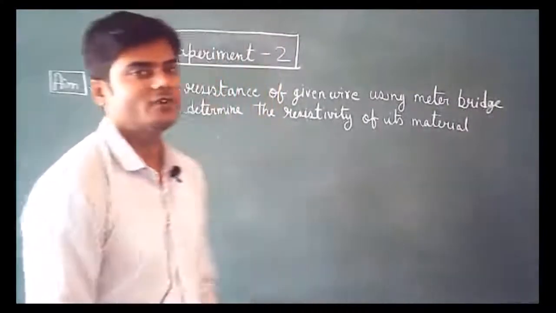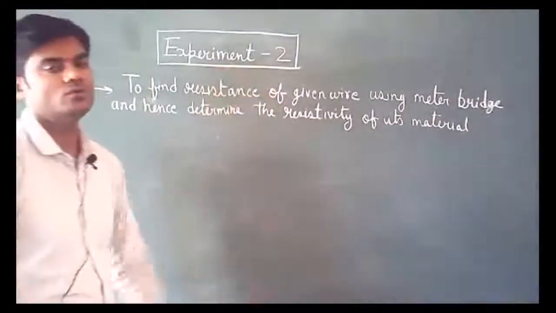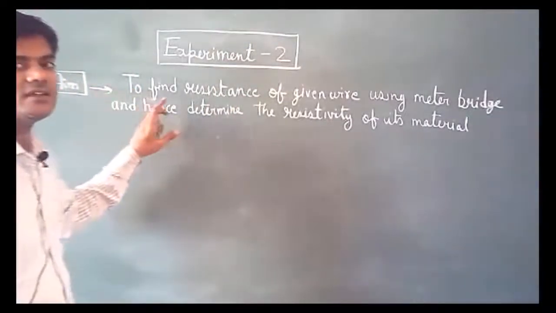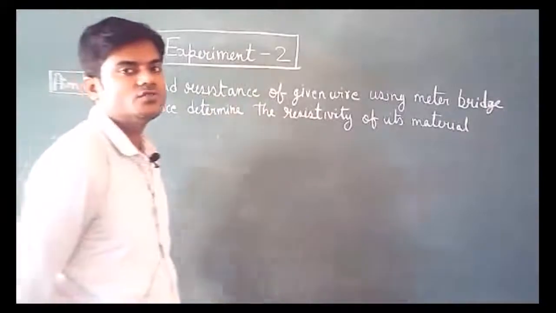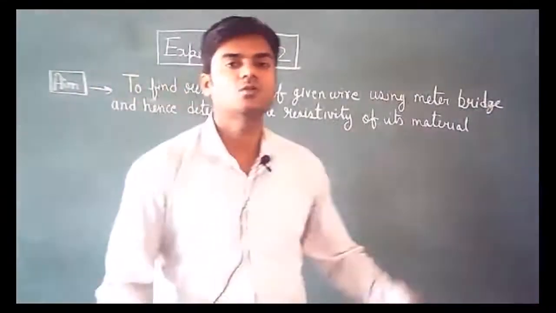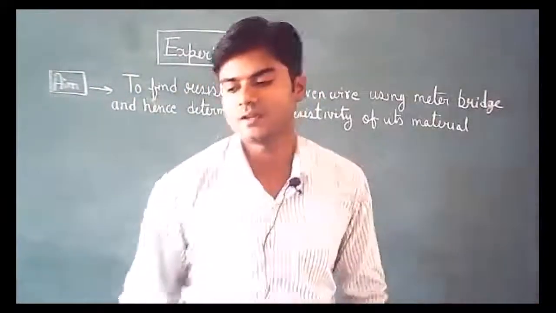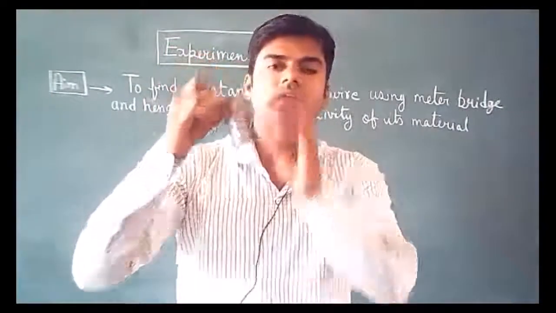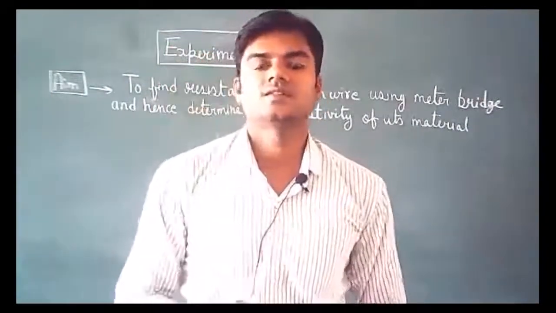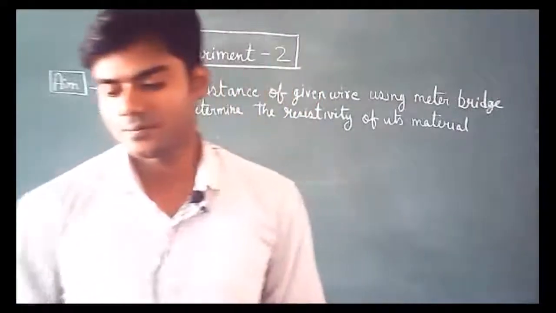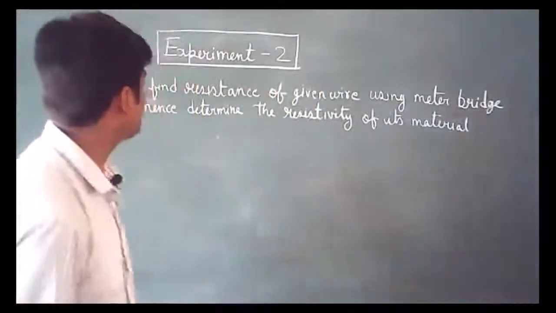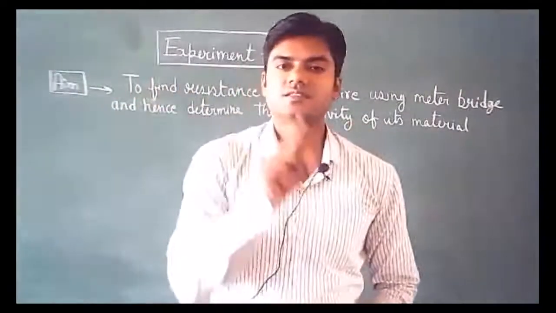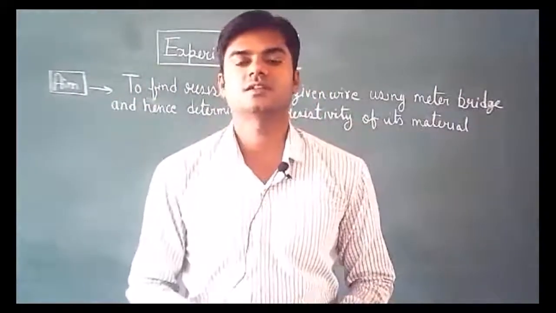In today's class we are going to perform experiment number 2, whose aim was to find the resistance of a given wire using a meter bridge. Means we have to calculate the resistance of a piece of wire. We'll take a piece of wire and calculate its resistance, as well as determine the resistivity of its material. Means resistance we'll calculate, then we'll calculate the resistivity.